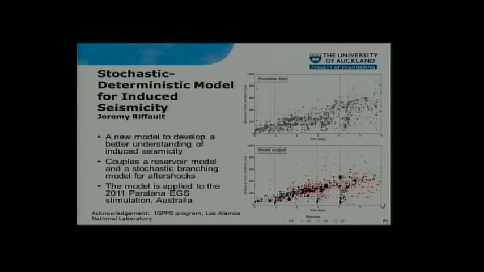So he is now trying to create a model that reproduces what was seen at Paralana, using quite an innovative approach to modeling this induced seismicity, because it is impossible to exactly predict earthquakes. If we knew how to do that, then that would be a very good thing. But you can often only predict the average behavior, the statistical distribution. But he is doing very well at getting a model that does replicate what happened at Paralana.